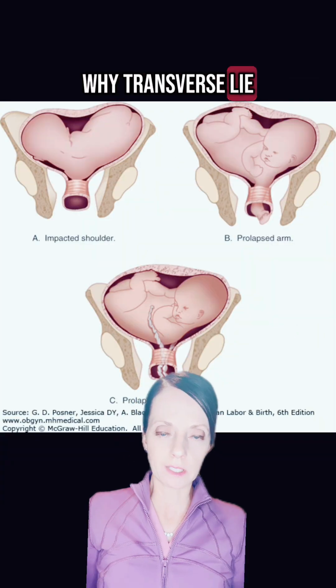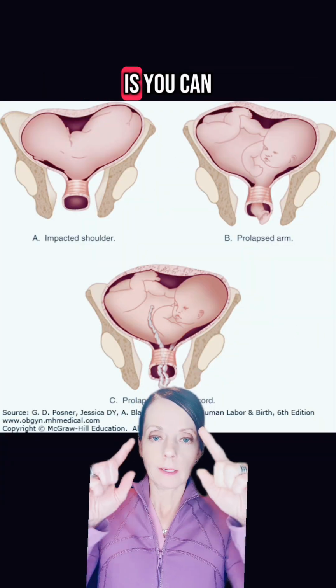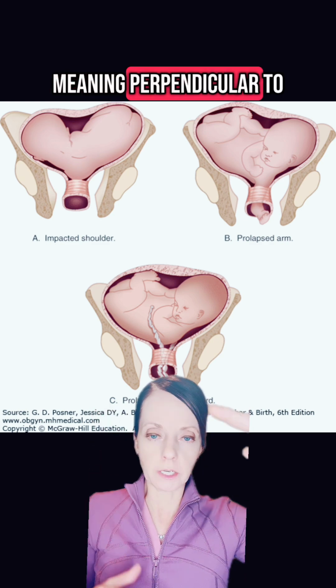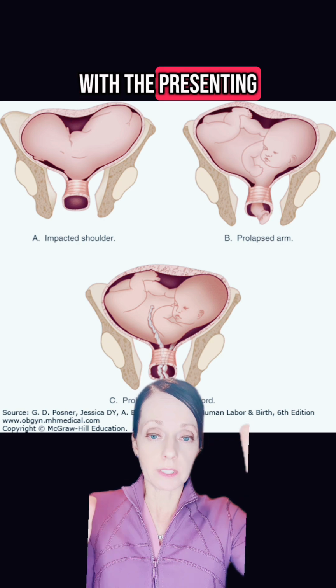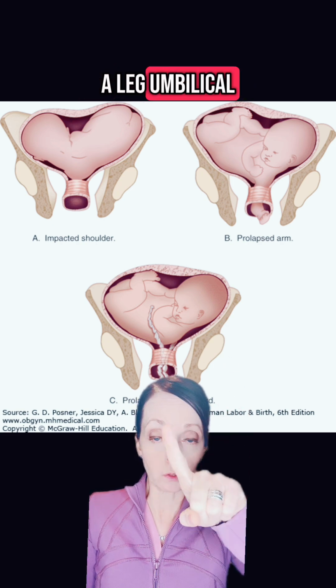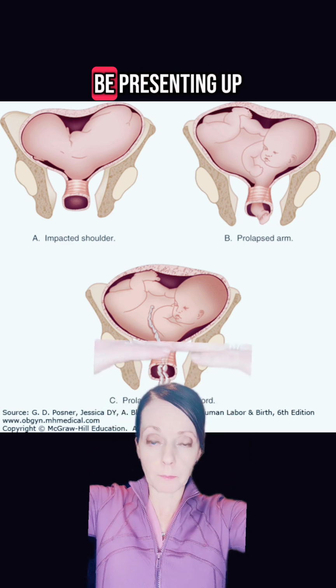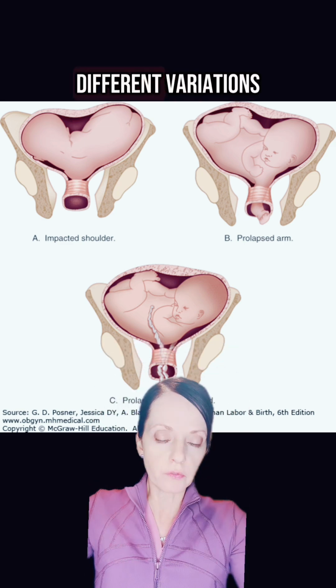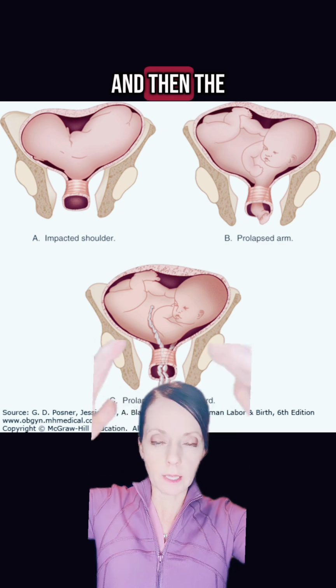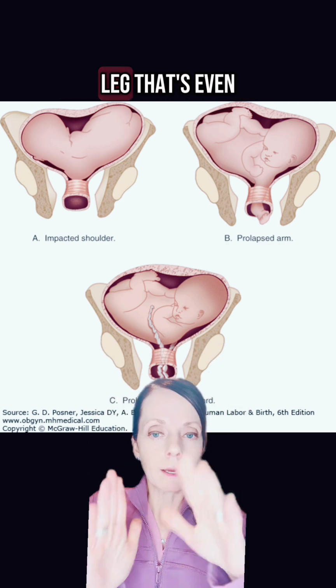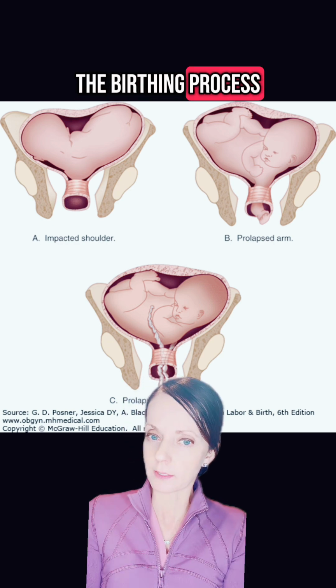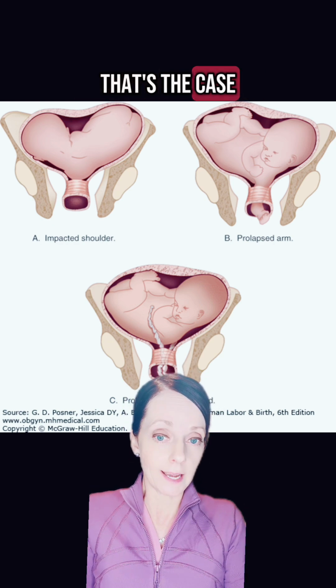Now, the reason why transverse lie is of particular importance is you can have a transverse lie, meaning perpendicular to the maternal spine, with the presenting part being an arm, a leg, or the umbilical cord. The spine of the fetus can be presenting up or presenting down. So there's all different variations, but if the spine is up, then the cord can prolapse down, or an arm or a leg, that's even more concerning for the birthing process. And it's important to know if that's the case.